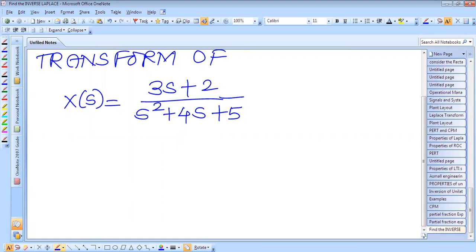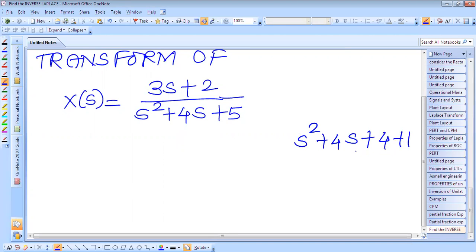This is a quadratic expression, and we can write s square plus 4s plus 5 as s square plus 4s plus 4 plus 1. Therefore we can write it in the standard form of s plus 2 whole square plus 1. This is the perfect square: s square plus 2 into 2, 4s, plus 2 square, that is 4, plus 1.